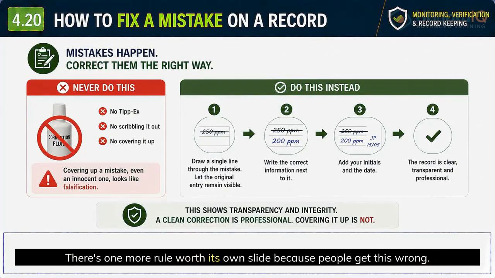There's one more rule worth its own slide, because people get this wrong. If we make a mistake on a record, write the wrong number, tick the wrong box, we must never use correction fluid to cover it up. No Tipp-Ex, no scribbling it out until it's unreadable. The correct procedure is to draw a single line through the mistake, so the original entry is still visible, write the correct information next to it, and then add your initials and the date. That's it. This approach shows that we're being transparent and have nothing to hide. Covering up a mistake, even an innocent one, looks like falsification. A clean correction done this way is entirely professional.